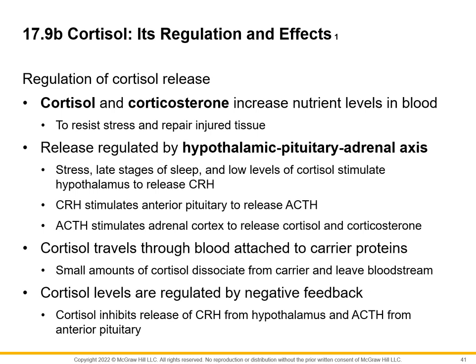ACTH is adrenocorticotropic hormone. ACTH, that's from the anterior pituitary, right? And then ACTH stimulates the release of our glucocorticoids, our cortisol, corticosterone from our zona fasciculata, right? And so these will bind onto carrier proteins. They will travel around in the bloodstream. They will bind onto their target cell receptors, and then, of course, they're regulated via negative feedback, right?